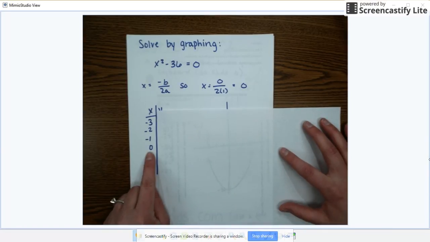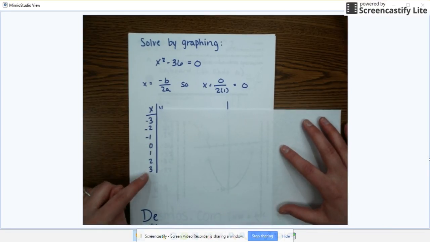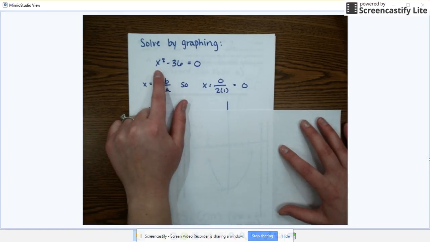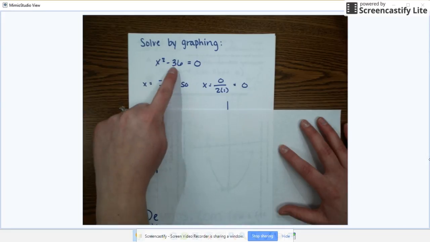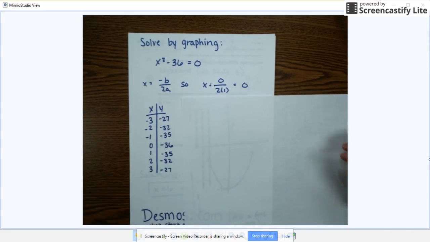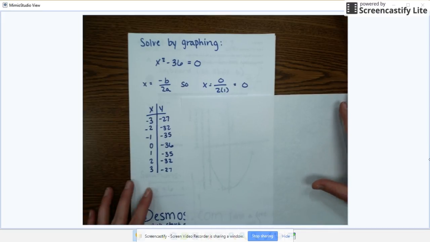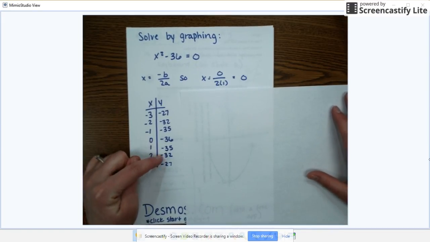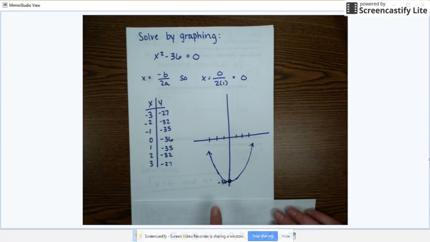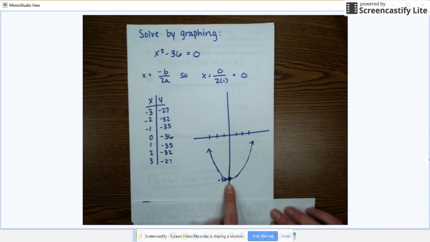0 would be in the middle, and then we'd have 3 points above and 3 points below. We would plug all of these values back into our original equation. So negative 3 squared minus 36, negative 2 squared minus 36, and so on. That gives us that table. When we go to graph, those are really far down on our y-axis. Generally, we don't graph things that are that low. So it looks something like this. I didn't even make all my tick marks. We just know it'd be clear down here at negative 36. Our vertex would be. That's going to take a lot of graph paper.